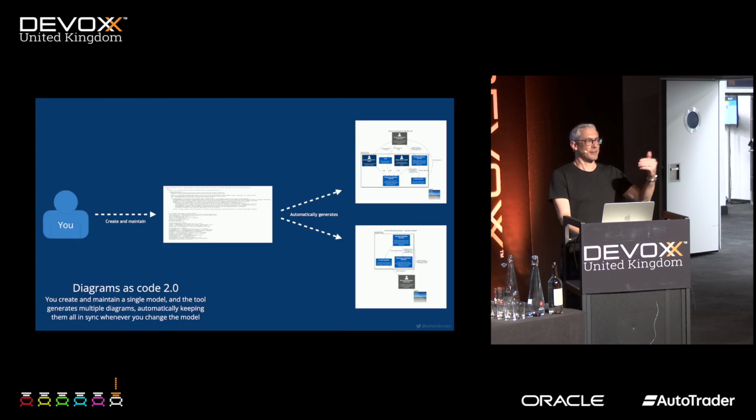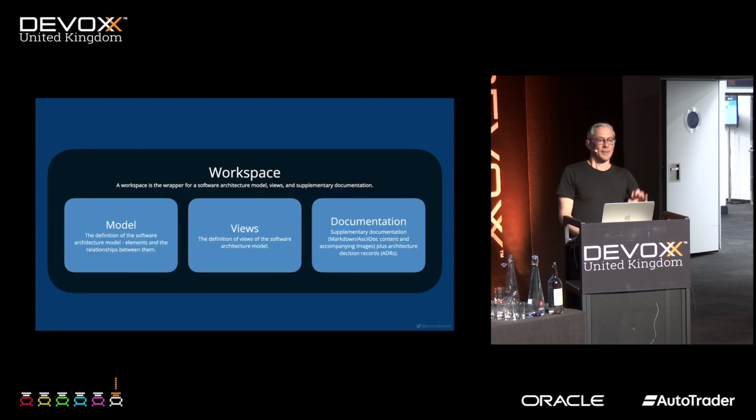And this is what I'm calling diagrams as code 2, or really models as code. We craft up a single definition of things, a bunch of views, and we create multiple diagrams automatically based upon the definitions in the model. The concept we're going to see here in the demo is what's called a workspace. A workspace is nothing more than a wrapper for a model, which is your definition of elements, so people, software systems, relationships, and a set of views. And the views get rendered to diagrams. If we get time, I'll also show you that you can add supplementary documentation in here as well.